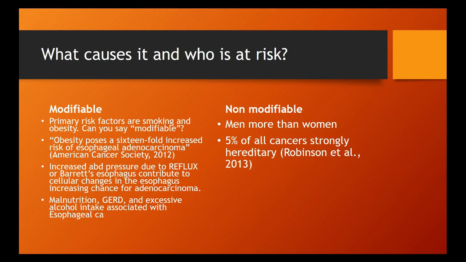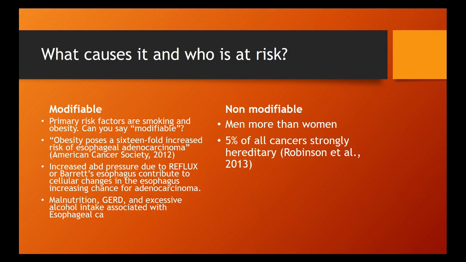So what causes it and who's at risk? Well, there are modifiable and non-modifiable risk factors. The modifiable risk factors, the primary risk factors, are smoking and obesity for esophageal cancer. This is paramount that you remember this. Obesity poses a 16-fold increased risk of esophageal adenocarcinoma, and this is directly from the American Cancer Society website. Increased abdominal pressure due to reflux or Barrett's esophagus contributes to cellular changes in the esophagus, increasing chance for adenocarcinoma.